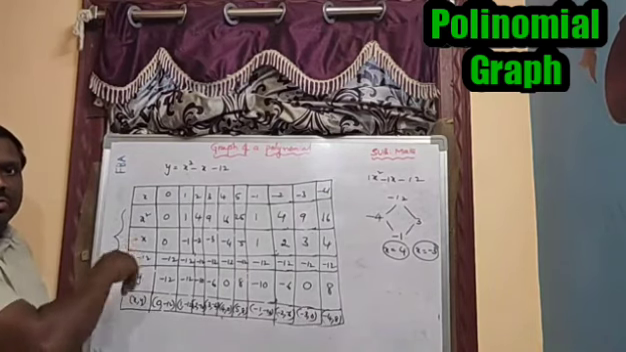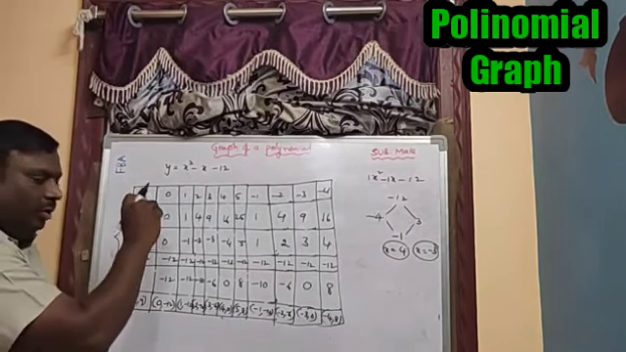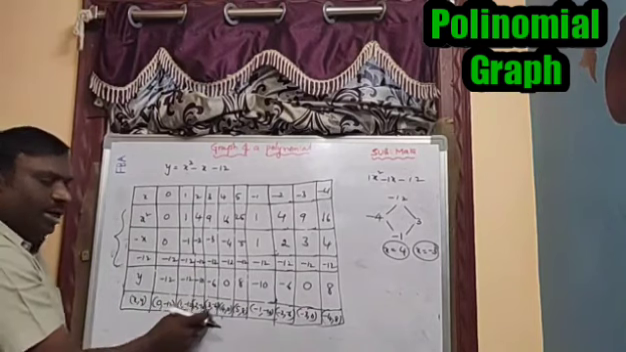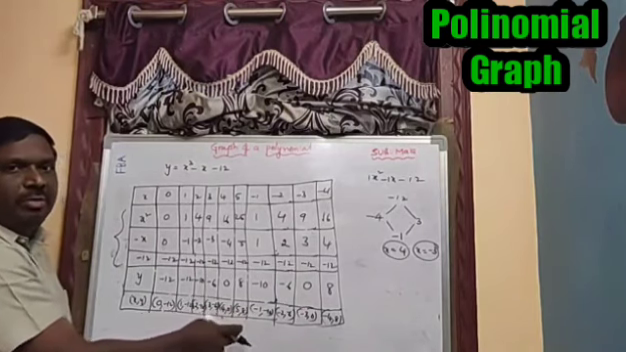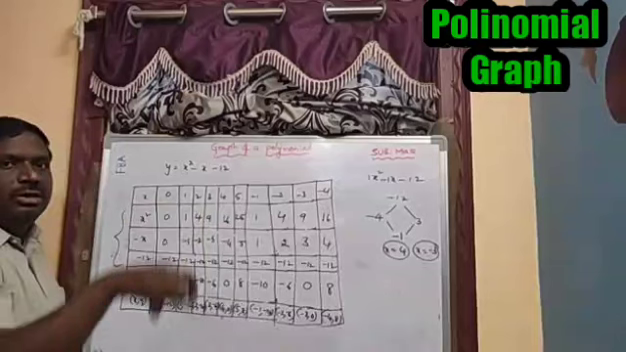Now, to understand how to draw the table is very important. If you know how to draw the table and do the simplification, then only you will get the points. Without taking the points, we cannot plot the points, and we will not get the graph.